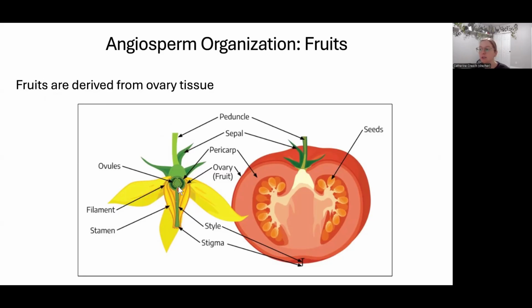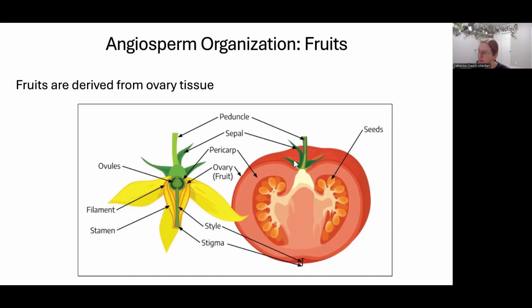If we look at the fruit that this ovary turns into, we can see how this part changes and grows. So here's my fruit. This is a tomato. It still has its peduncle. It still has the sepals, but now the ovary has grown and become thick and fleshy. It becomes the fruit part of the tomato. Inside of it, we still have the ovules. These ovules here contain the seeds now. So the seeds of this tomato are inside of your ovary. We can see the style and the stigma on the opposite end.